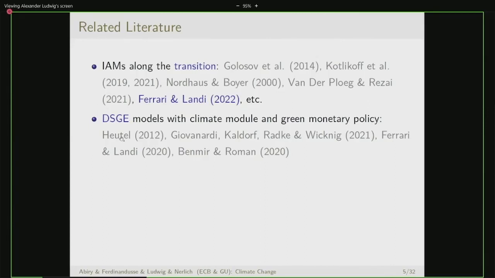Then there's a literature on the ESG models that look at the connection between climate and green monetary policy, hence focusing a little bit on the trade-off that on the one hand you have a climate objective, on the other hand you have a business cycle smoothing objective, and those two might be contradictory.